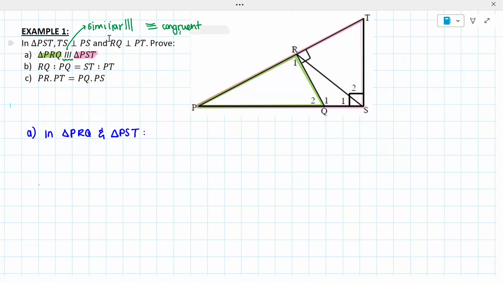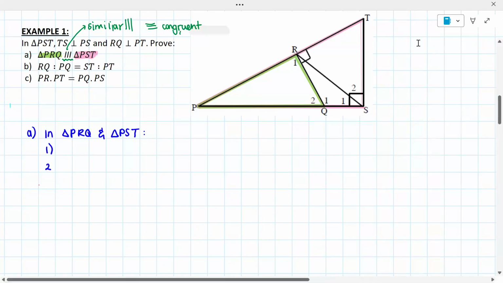All right, so I've got a suggestion in the chat already. R1 is equal to S because they're both 90 degrees. Lovely. Okay, so remember, I have to show that 3 angles are equal in these 2 triangles.